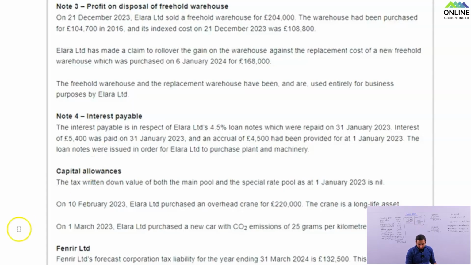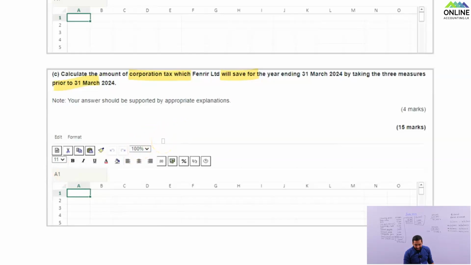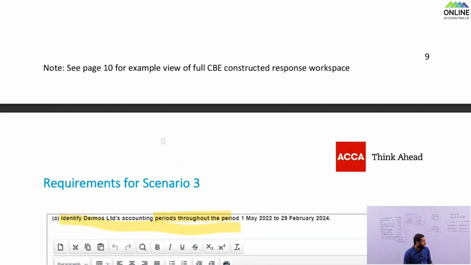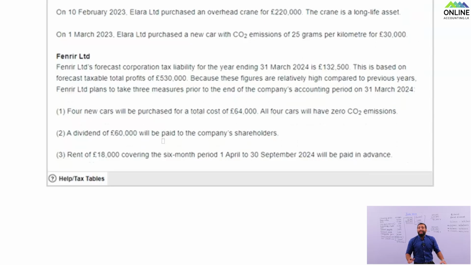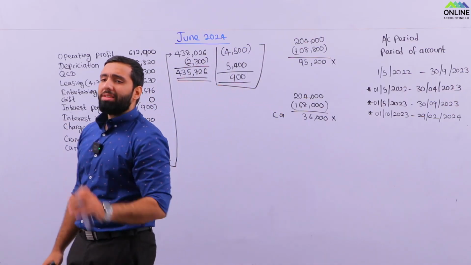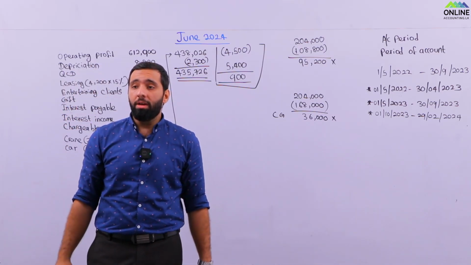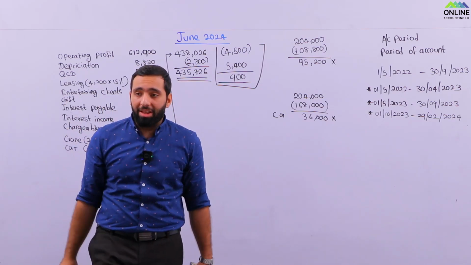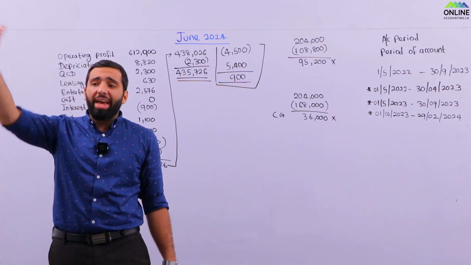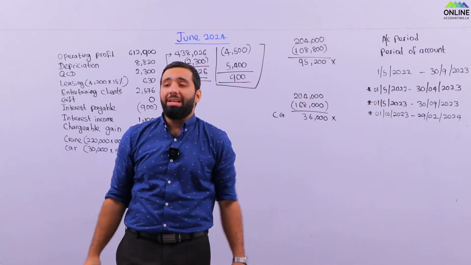And then the final question is, calculate the amount of corporation tax that F will save by taking 3 measures prior to 31st March 2024. Okay, prior to 31st March 2024. What is the amount that this person will save? Yes, F forecasts corporation tax liability for the year ending. So it is given in the question. Make sure you are reading the question. So 132,500. This is based on the forecast taxable total profit of 530,000. Because these figures are relatively higher compared to previous years, F plans to take 3 measures prior to the end of the company's accounting period.